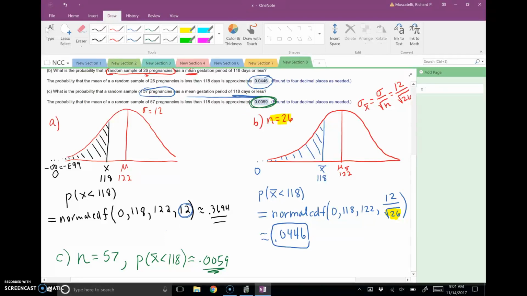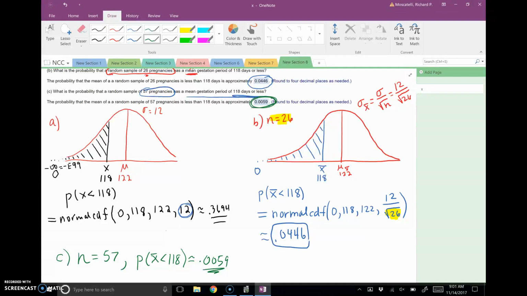Now what's funny about this is if you think about question C, if they're telling us the mean is 122, then think about it. You reach into the distribution, you grab 57 people, and you find their average. Now, if the actual average of the entire population is in fact 122, when you grab 57 people from the population and find the average pregnancy time, common sense tells you that average should be 122 or something very, very close to it.